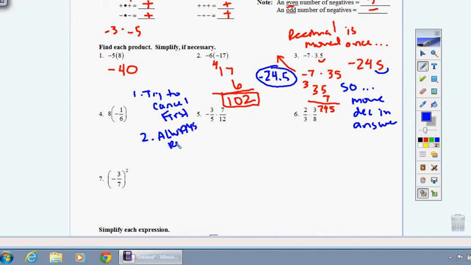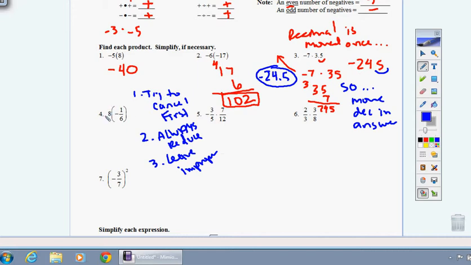Always reduce. And third, if you have a fraction, you can leave it improper. Okay? Leave the fraction as an improper fraction. Alright, so 8 times negative 1/6. Okay, well, what can we do?